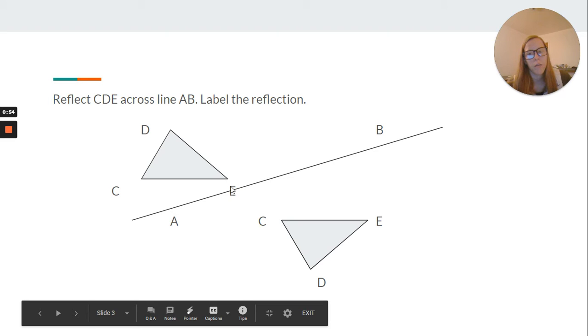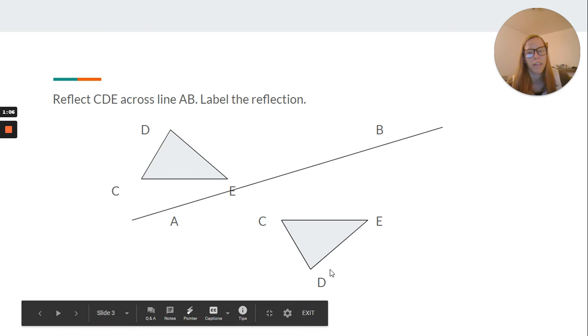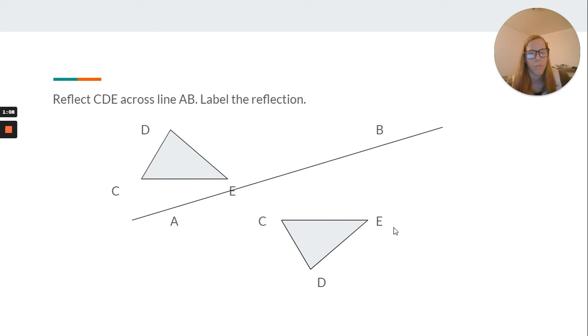Another way we could have reflected it would be to make E the one that's closer to AB. So reflect E to this point, and then we would have C down here and D over here. So that's another option, okay?